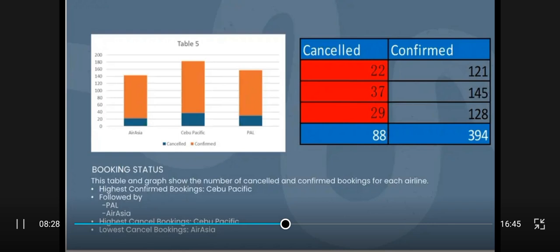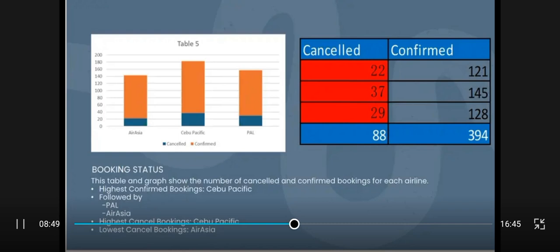So per airlines details, we have AirAsia. AirAsia have canceled bookings 22, and confirmed bookings is 121. So that is the lowest number of canceled bookings among the three airlines.